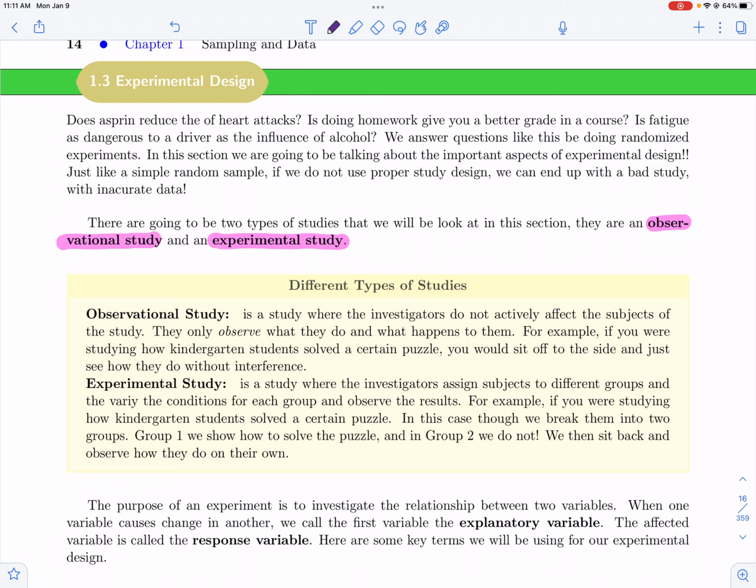For example, if you were studying how kindergarten students solved a certain puzzle, you would just give them the puzzle, sit off to the side, and just see how they do without any kind of interference whatsoever. Whereas in an experimental study, we're going to assign people into different groups, and then we're going to do different things to the different groups. For example, if we were again talking about students solving a puzzle, one group we may actually show how to solve the puzzle, the other group we don't, and then again we sit back and compare the results based on the information that's given.